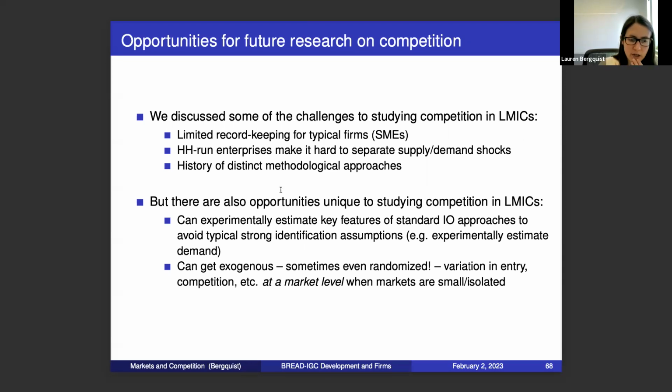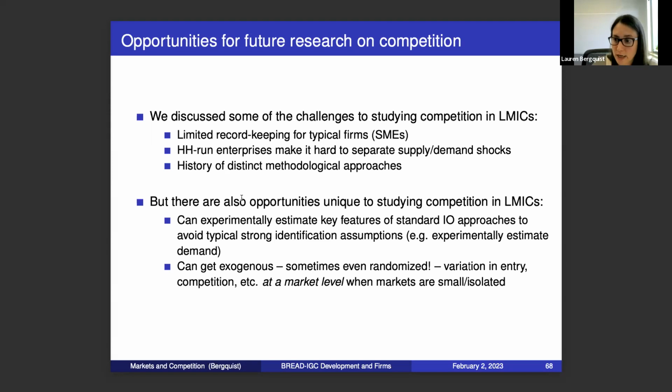First of all, we saw an example in that paper that I have, Michael, that you can experimentally estimate a lot of these key features from the standard IO approaches. For example, experimentally estimating demand is going to allow you to overcome this issue of separating supply and demand shocks. That is critical in the developing context, but even relative to the general IO literature, you're going to get around a lot of those typical, fairly strong identification assumptions.